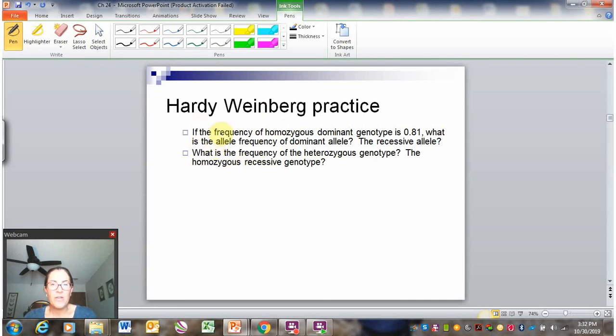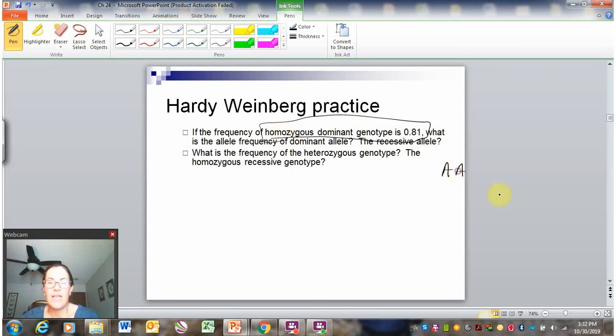So if the frequency of the homozygous dominant genotype is 0.81, what is the allele frequency of the dominant allele, the recessive allele, and then what is the frequency of the other genotypes? So this one's a little bit different from the last one because the information that we're given is different. Instead of knowing the allele frequency, I know a genotype frequency. So it's saying the homozygous dominant genotype.